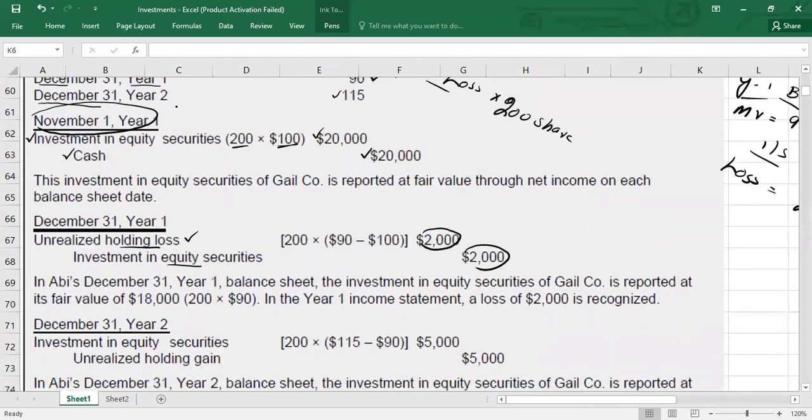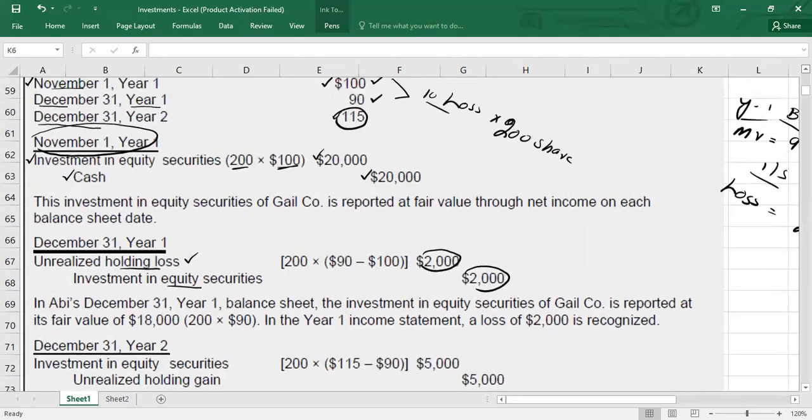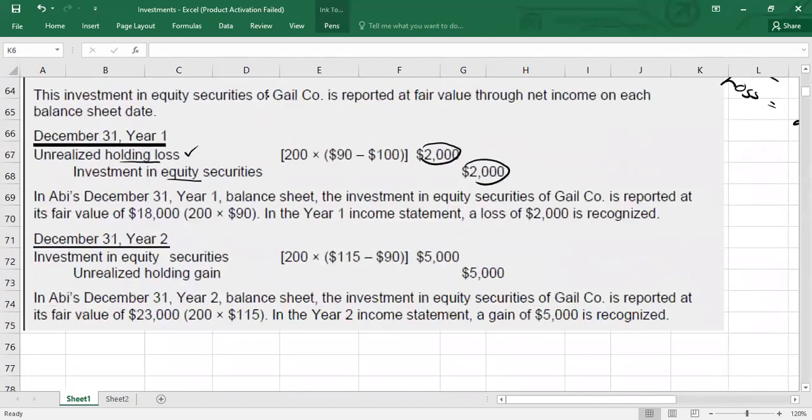In year 2, our value is $115, and in the last year's balance sheet the value was 90. So now there is a gain of $25 per stock. To calculate the total gain, multiply by the 200 stocks. You will get a total gain of 5,000. Now what will you do with this 5,000? This is the entry you will pass: debit investment in equity security by 5,000, and credit unrealized holding gain by 5,000.